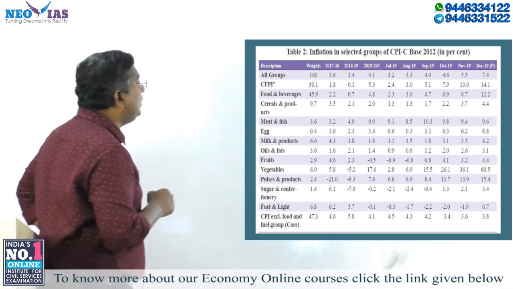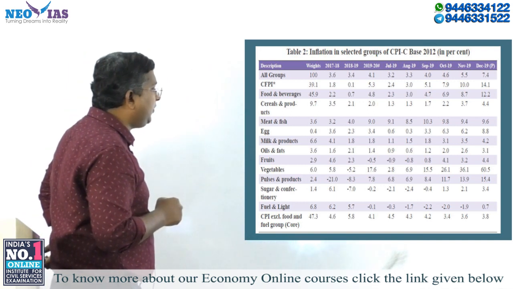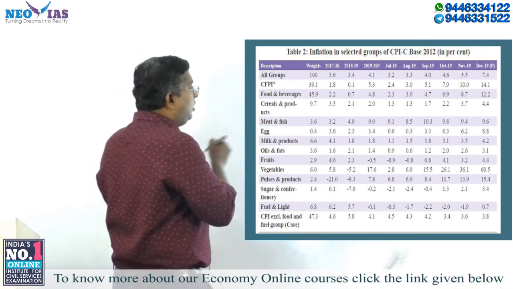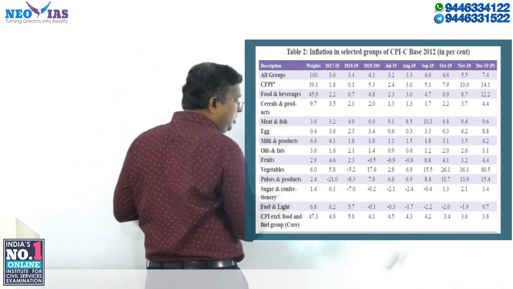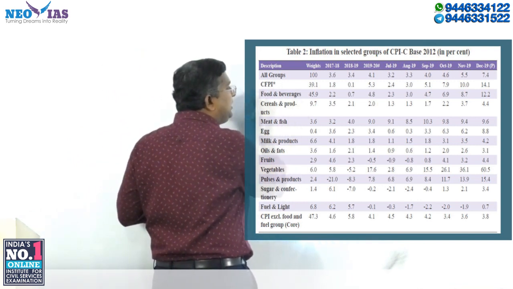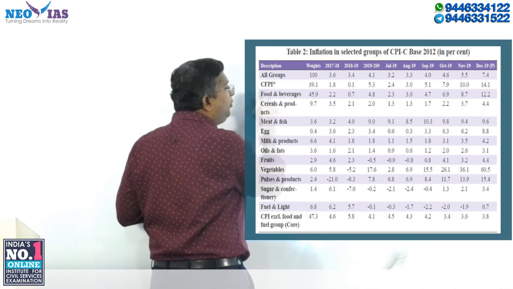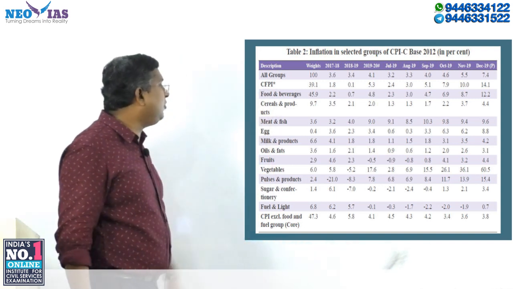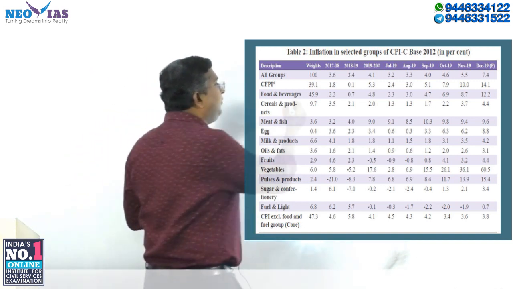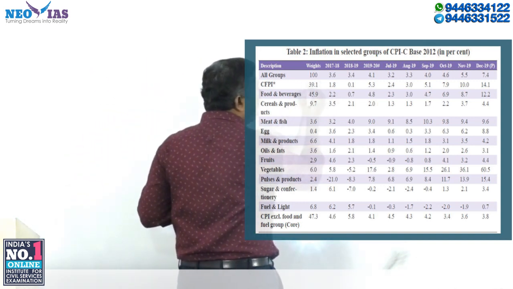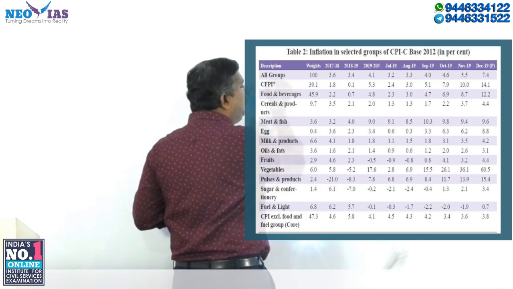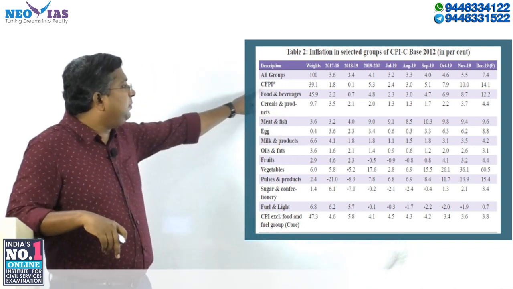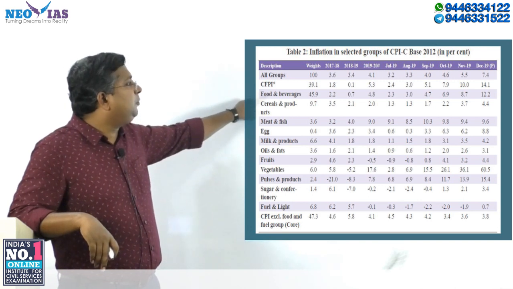Now, if you look into the consumer price index, different weightage is shown here. This consumer food price index, CFPI, is given a weightage of 39.1%. The food inflation is measured through this consumer food price index.